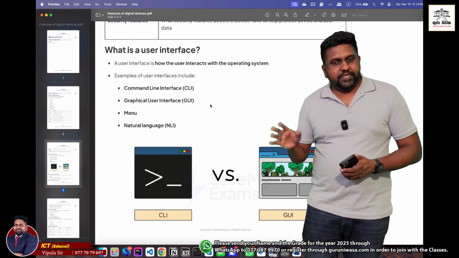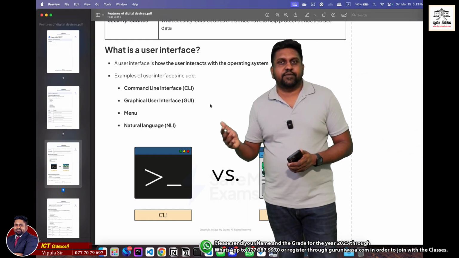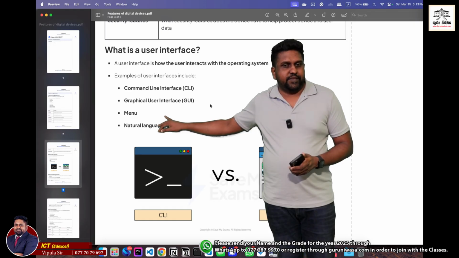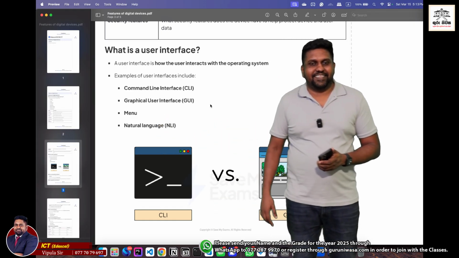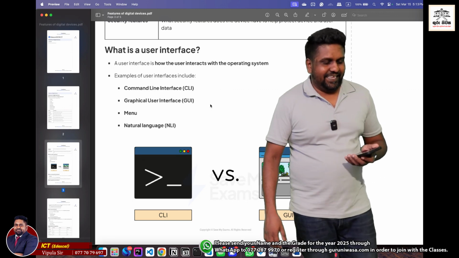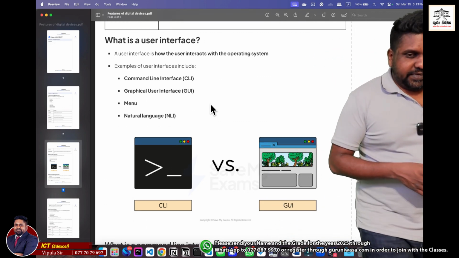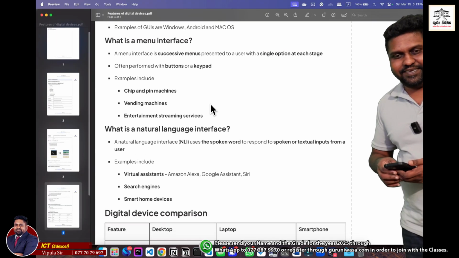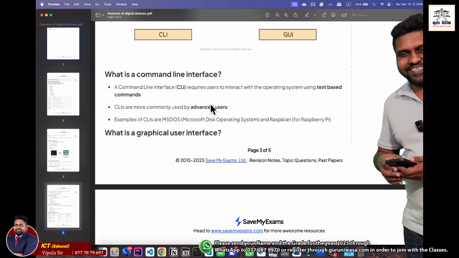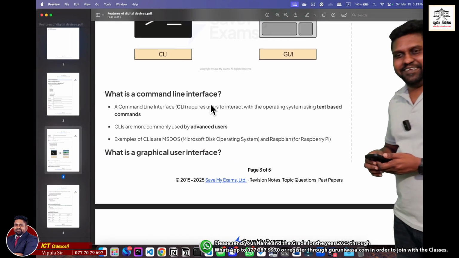Okay, so here, using this particular type of interface, we interact with the system. On top of these two, we have another two specific keywords, which are the menu and the natural language interface, an NLI. A natural language interface is something a little bit interesting. So let's jump in and see.